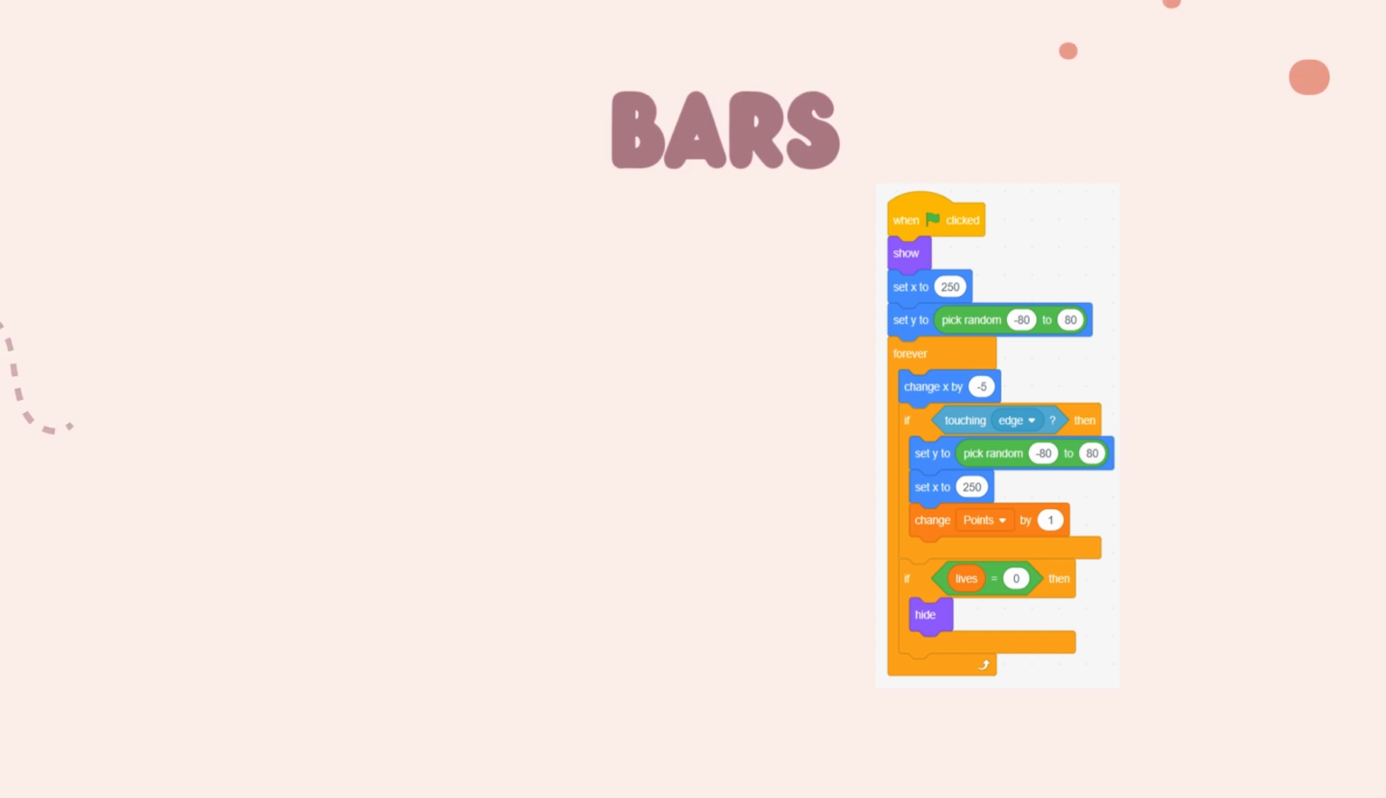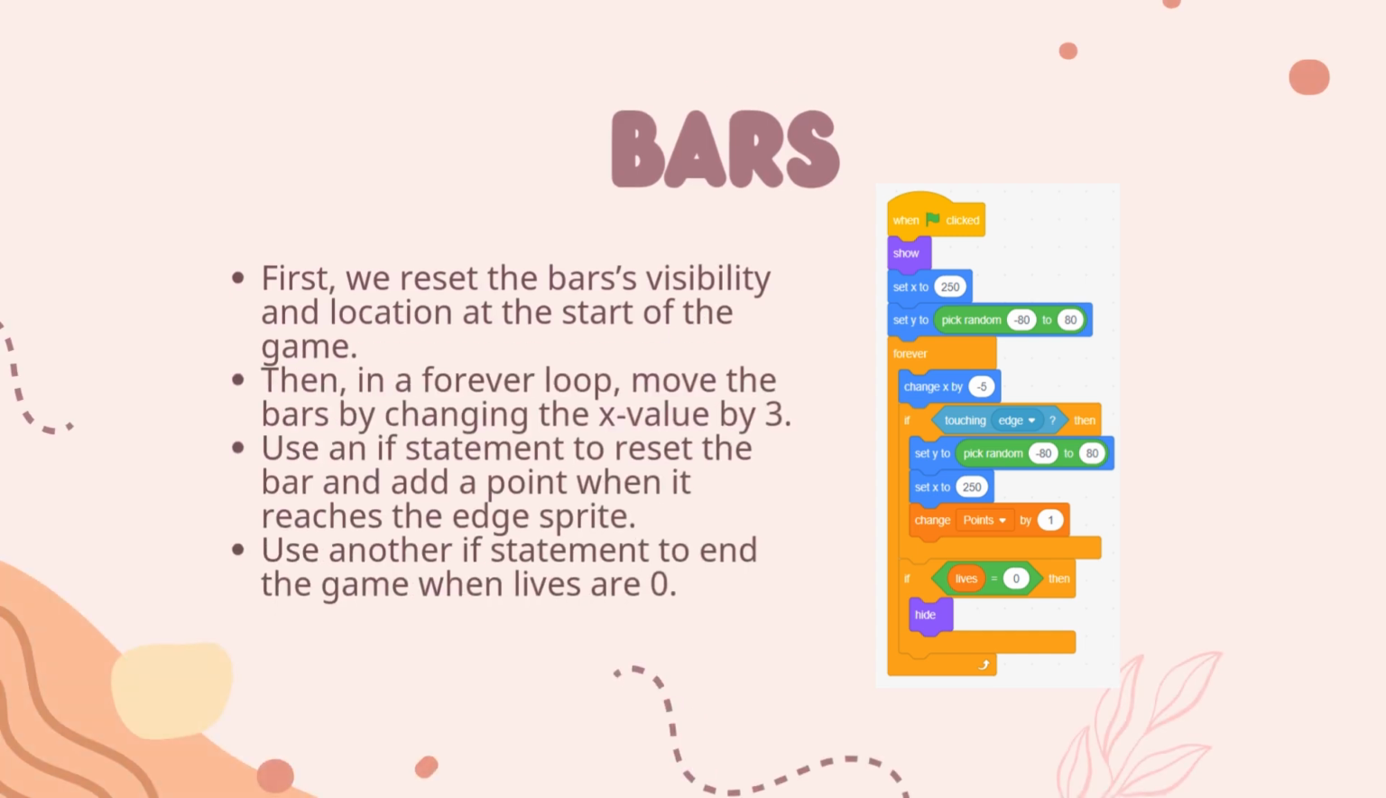For our bars, first, we reset the bar's visibility so that it is visible, and the location is set with an X value at 250 at the start of the game. Our Y value can be anything between -80 and 80 as we checked before. Then, in a forever loop, move the bars by changing the X value by 3.